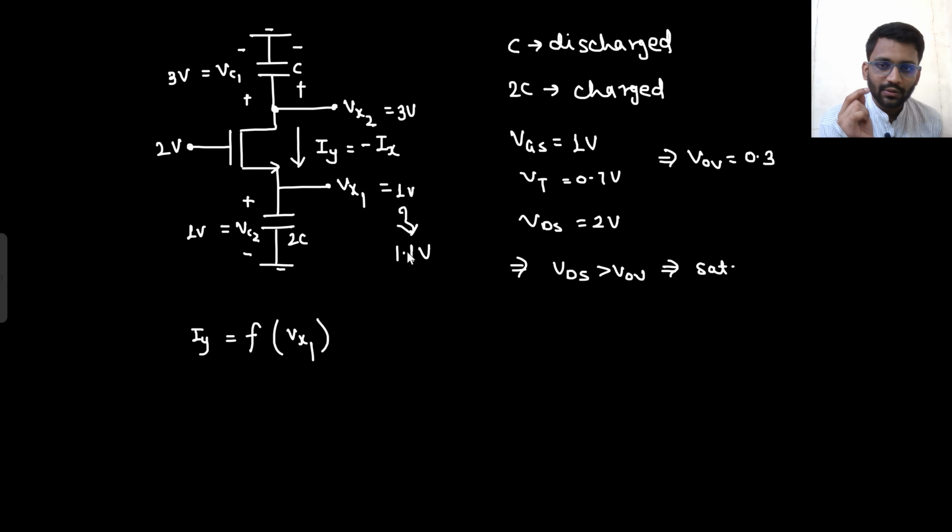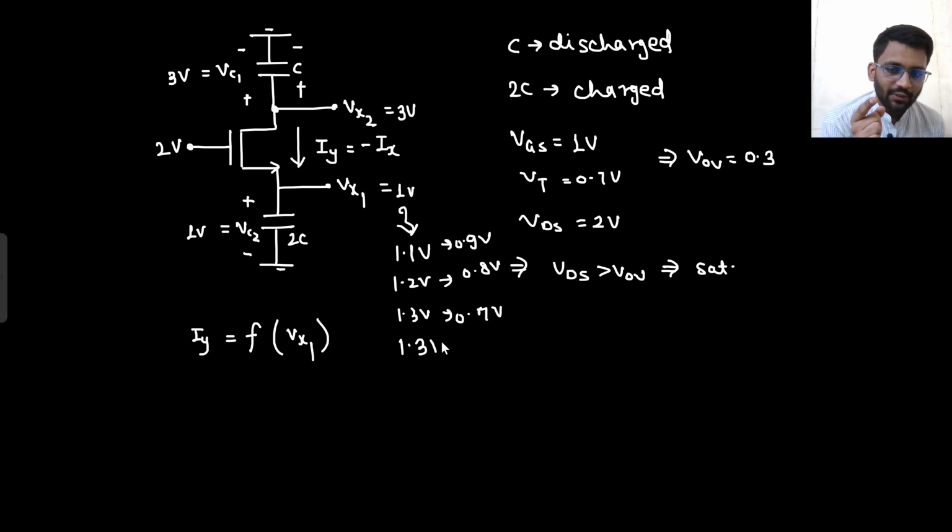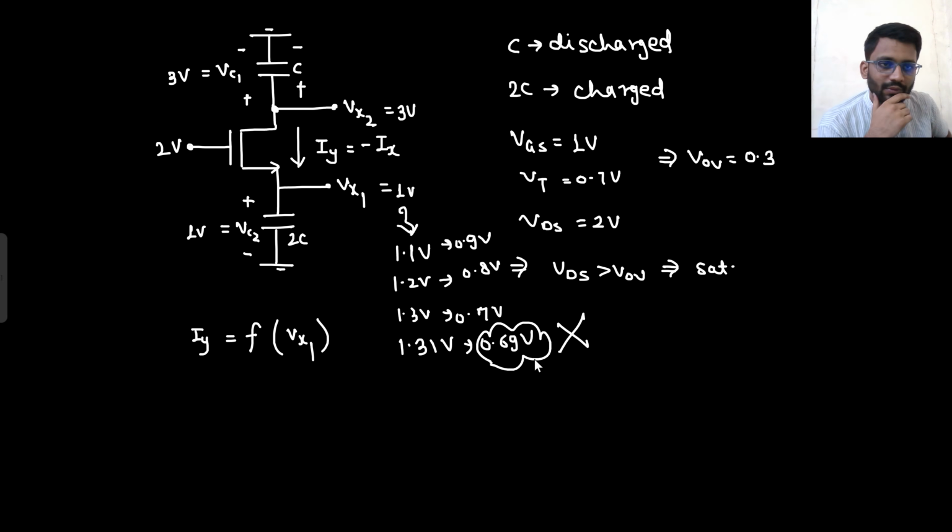What is VGS value? 0.9. If it is charged to 1.2 volt, what is VGS value? 0.8. If it is charged to 1.3 volt, what is VGS value? 0.7. If it is charged to 1.31 volt, what is VGS value? 0.69 volt. Is that possible? No. What will happen? The transistor will turn off. If the transistor is turned off, it will not supply any charge.